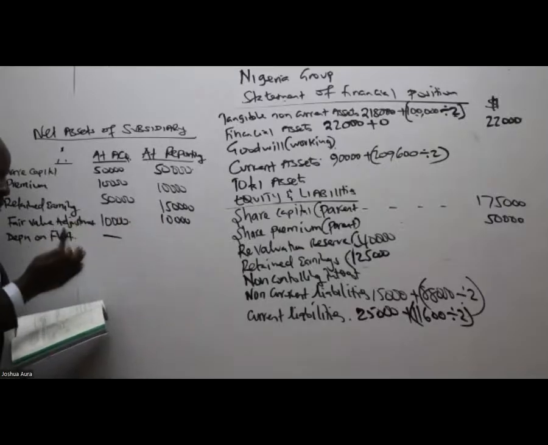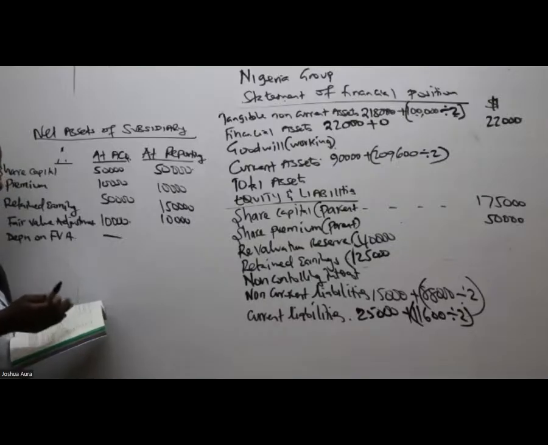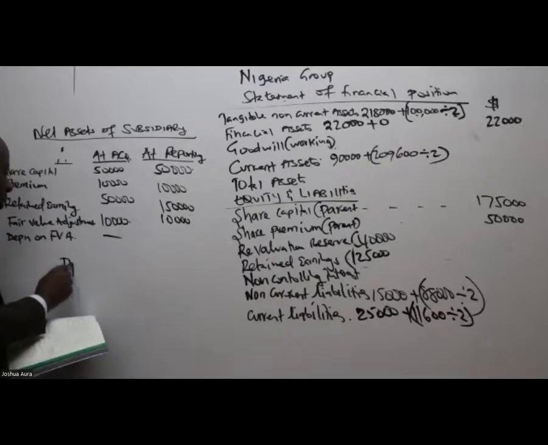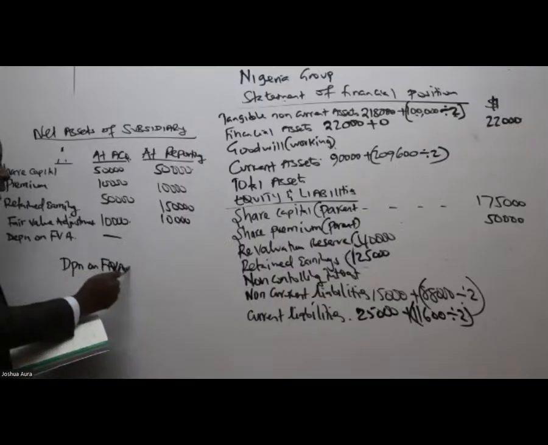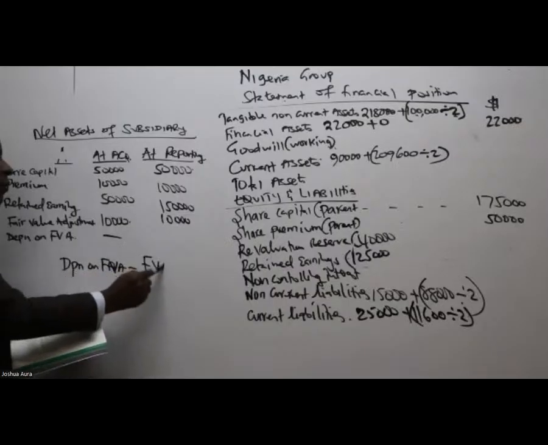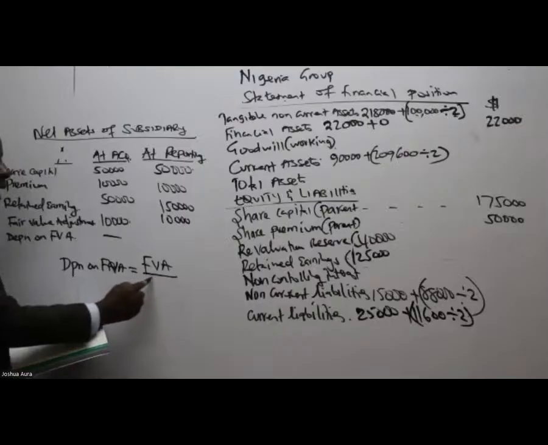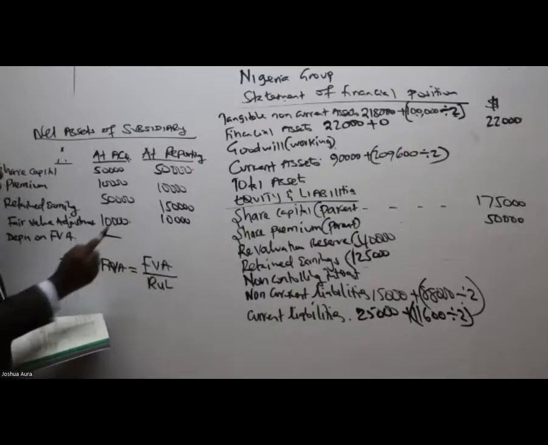So they have given us a policy from note number 2. At the date of acquisition, the fair value of Lagos non-current assets, which at that time had a remaining useful life of 10 years, exceeded their book value. So to get this depreciation on fair value adjustment, you always take the fair value adjustment itself, and then you divide by the remaining useful life.